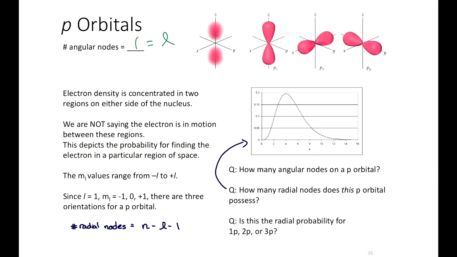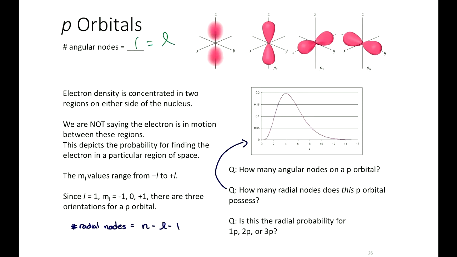Okay, so we see here our contour maps are a little bit different. We can find electron density on two sides of our axes here. It doesn't mean that electrons are moving in a figure 8 configuration in a p orbital. It just means that there's equal probability of finding an electron either above or below the plane here. That's really all that means.